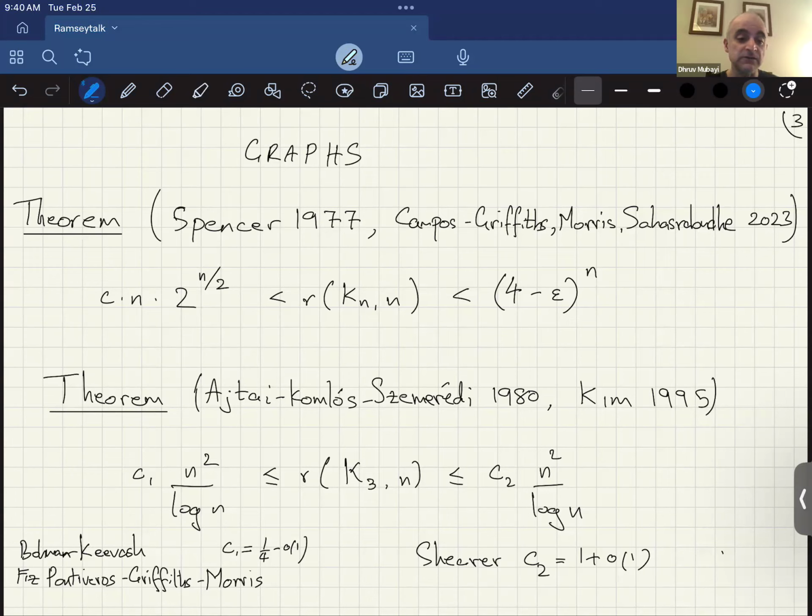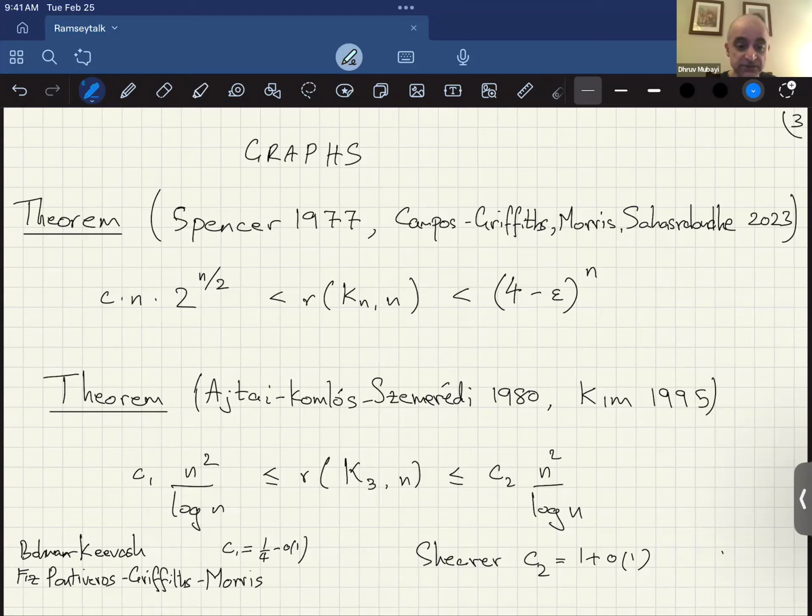On the other hand, off-diagonal Ramsey numbers are not exponential, they are polynomial. This began with the well-known results of Ajtai, Komlós, Szemerédi, and Kim in the 80s and 90s, who proved that the triangle versus complete Ramsey number has order of magnitude n squared over log n. Put another way, if you have a graph on capital N vertices, which is little n squared over log n, with no triangle, then it has an independent set of size little n, which would be square root of capital N log N.